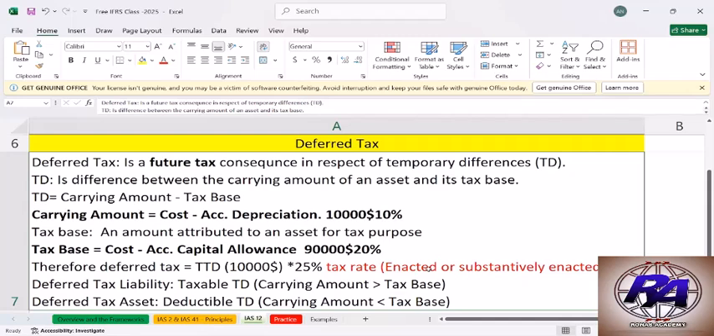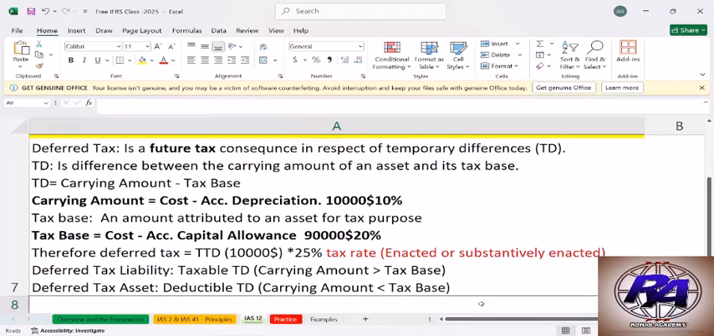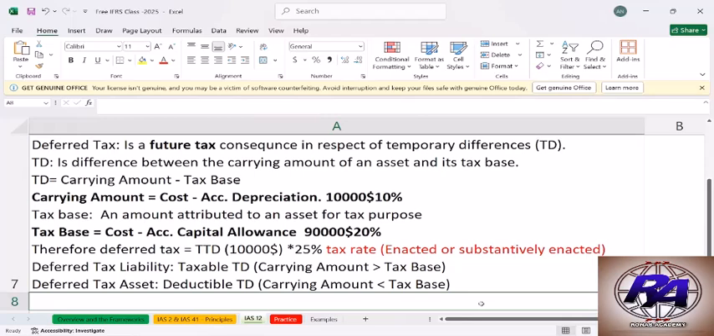Please, under IAS 16, anytime there is an upward revaluation of an asset, we will look at it later on. Anytime there is an upward revaluation of an asset, the increment in the revaluation, we must always charge deferred tax on it. Please put it somewhere. Increment, in fact, revaluation gain must always attract deferred tax unless otherwise stated in the question.